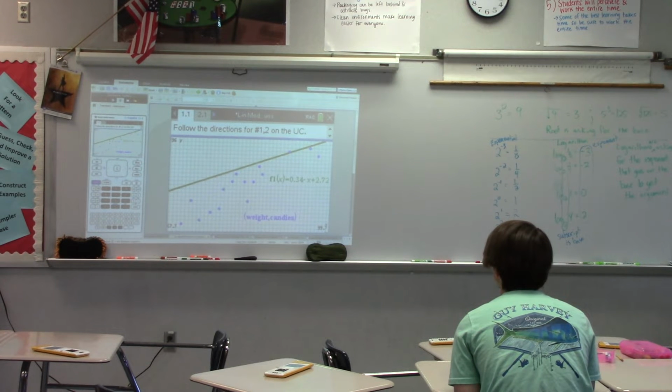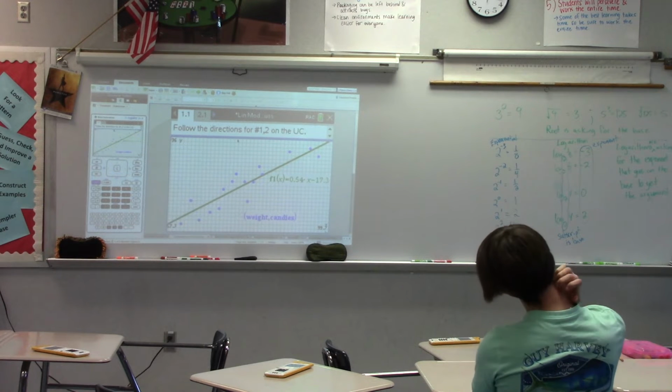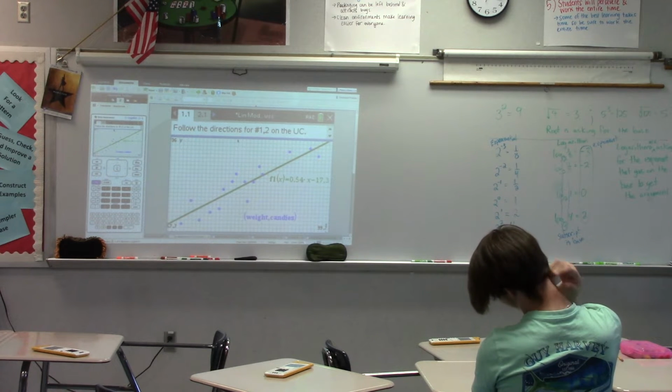Okay, still not working great, but I'm gonna change my y-intercept again. And then, it's getting better. Change the y-intercept again. Now, do I have a pretty good linear model? Yeah, it's pretty decent, right? Notice it's going through the data.